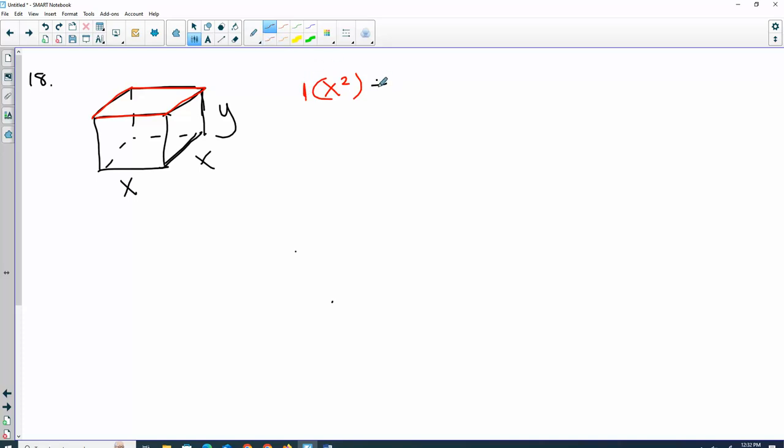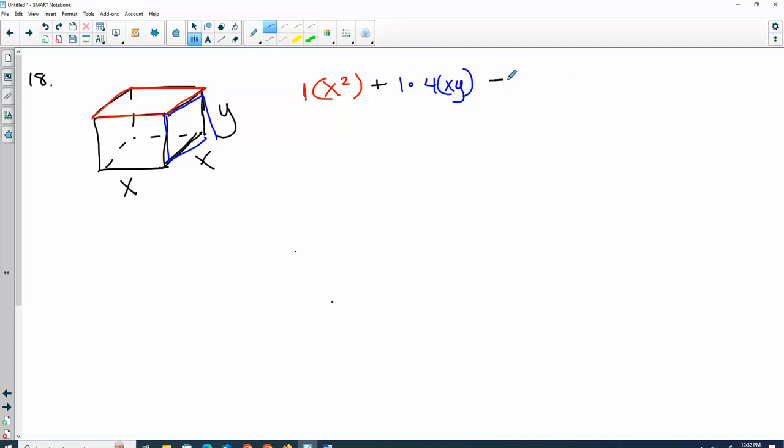Then we have four sides. What is the area of every one of those sides? XY. Okay, and there's 4 of them, so 4 of those. And how much does a side cost? $1.